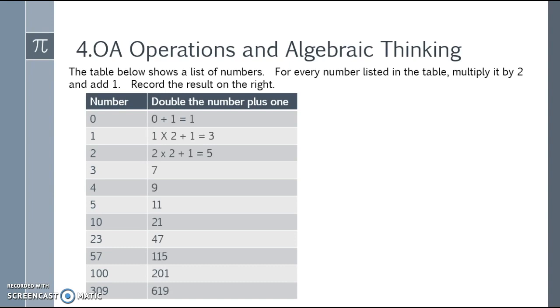So the first few I did for us wrote out the expanded form of them. So each one is multiplied by 2, and then to that result we add 1. And you'll notice that we end up with 1, 3, 5, 7, 9, 11, 21, 47, 115, 201, and 619. What are some things that you might notice about the numbers in the table?